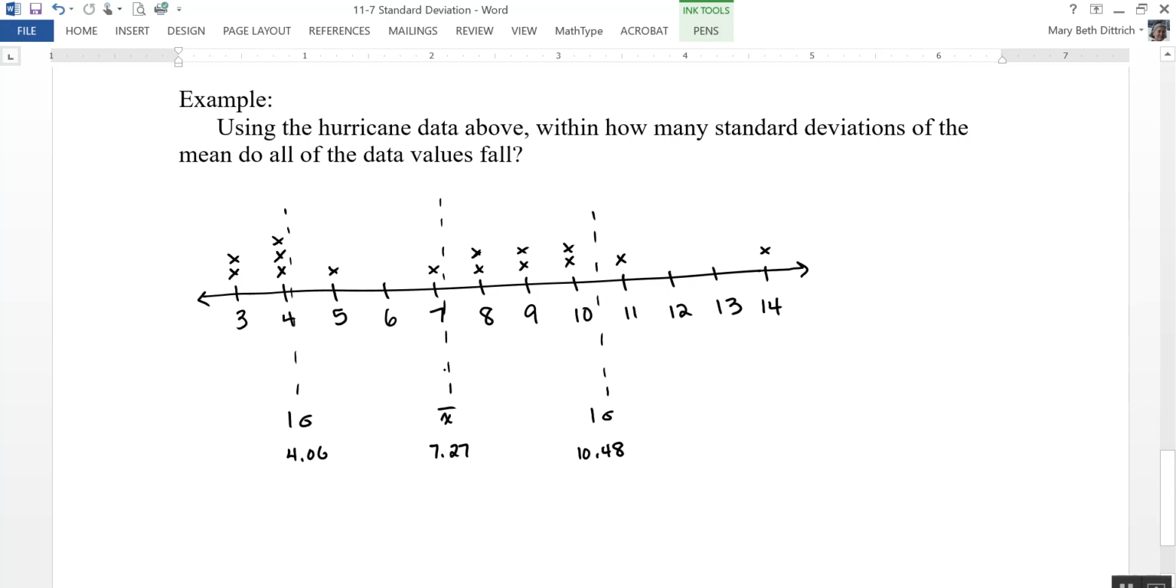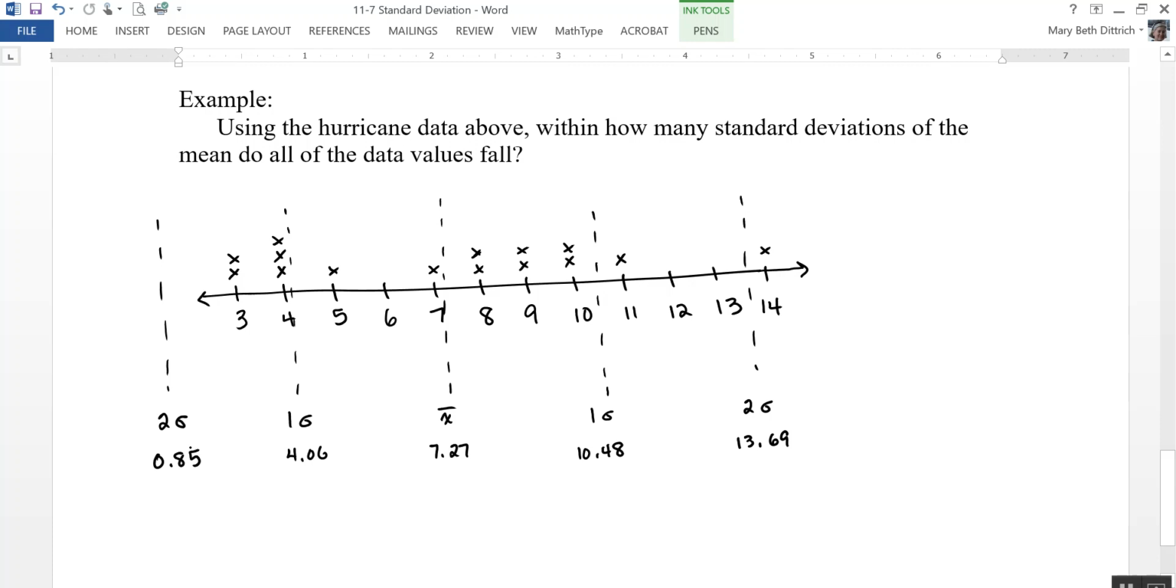Now let's go up 2 standard deviations. So I'll add another 3.21 to this value, and I get 13.69. So let's do that right here. So 2 standard deviations is right here at 13.69. And then let's subtract another one going this way. And that's going to give me something off the chart, which is 0.85, so that's all the way over here. Didn't end up on my graph, so 2 standard deviations in this direction is 0.85.